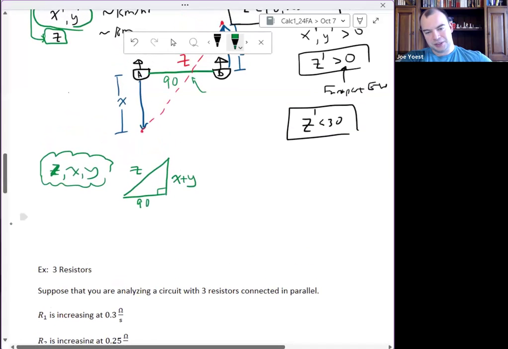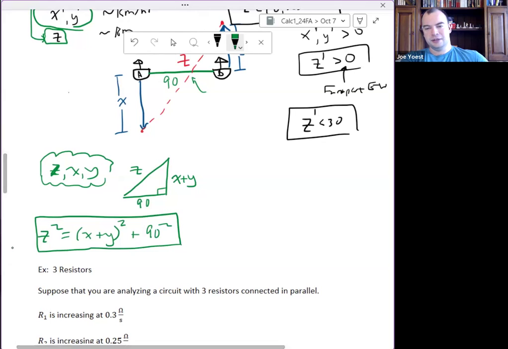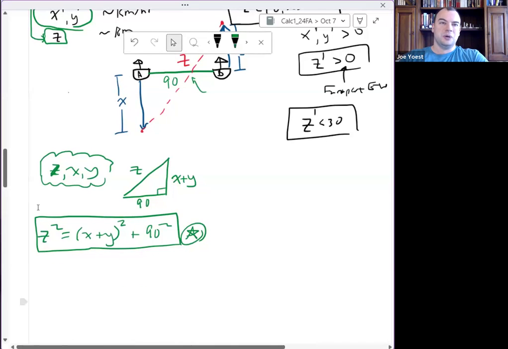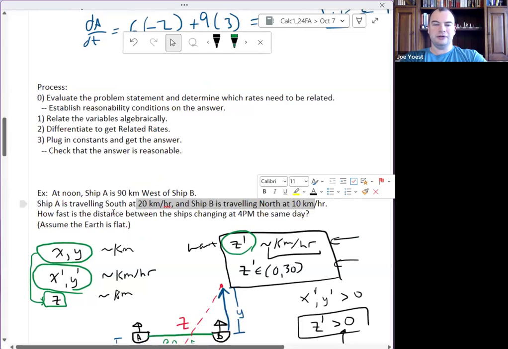Well, the Pythagorean identity is going to be really nice here. Z squared, hypotenuse squared, is the one side squared. Be careful here, that's x plus y all squared, which is not the same as x squared plus y squared. Right? We'd be missing a 2xy there. Plus 90 squared. I've now related my underlying variables, x, y, and z, the variables themselves. Now I can move on to differentiating. Again, I don't plug in 20 and 10 or any of that yet.